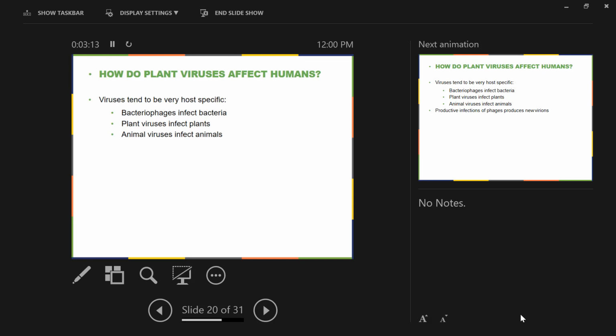So viruses don't seem to be as picky as we think. Although it's still fairly rare to find examples of viruses that this isn't true for. This is still the norm, but there are some exceptions. So this is the norm, no exceptions. Now this is the norm, few exceptions. Okay? So how do plant viruses affect humans?